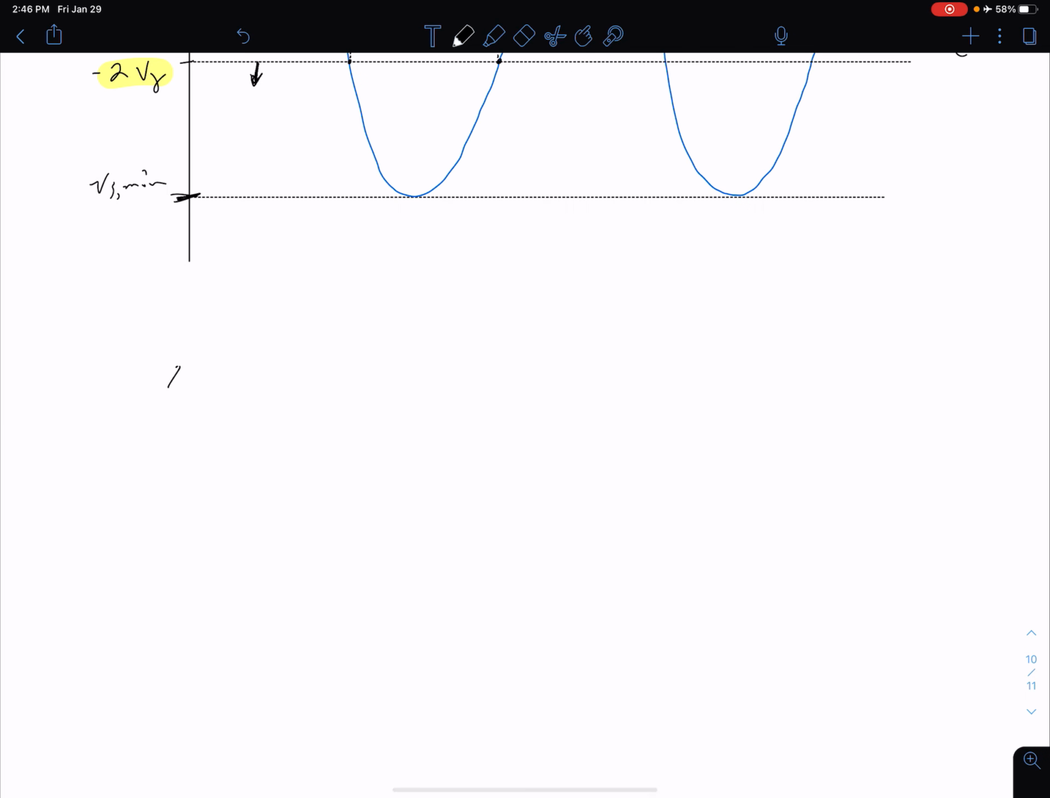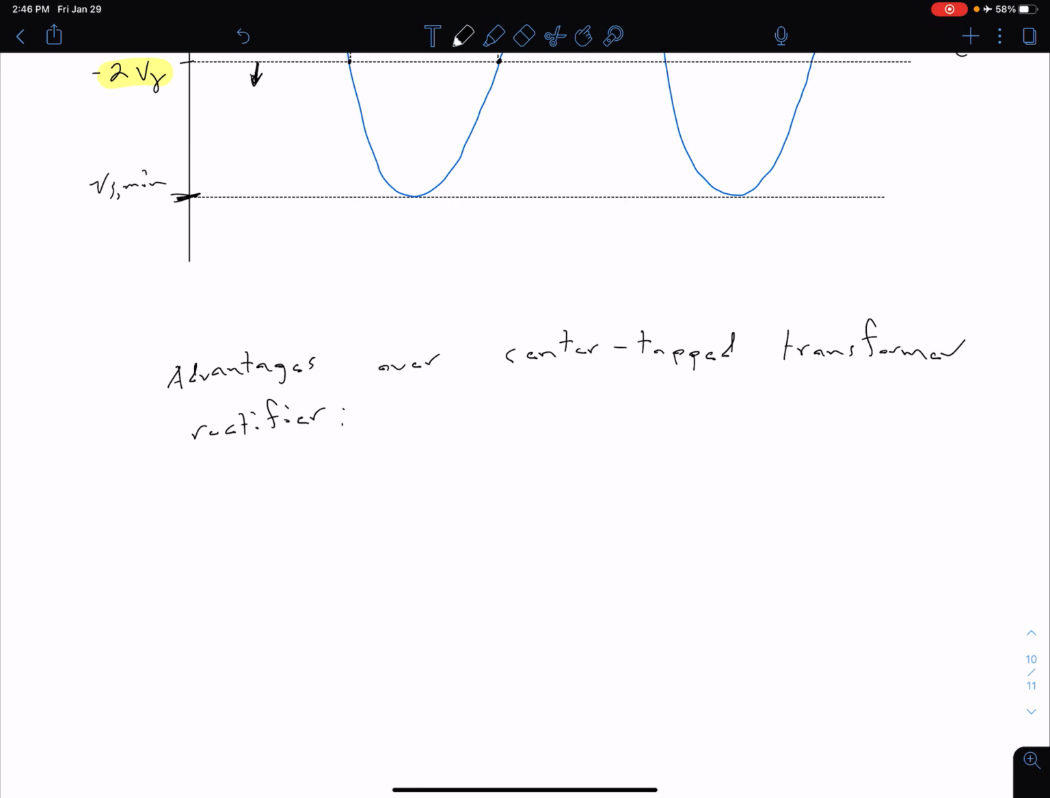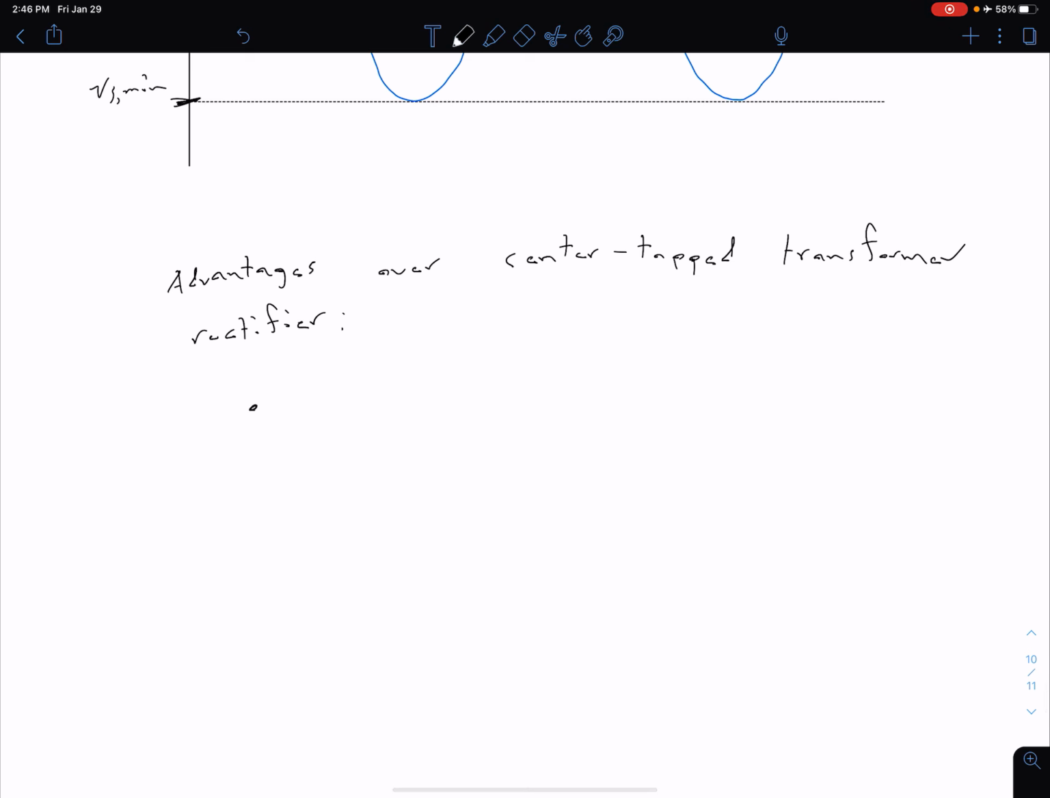Now we can talk about advantages of this bridge rectifier over our center tap transformer rectifier. Of course, both of these full wave rectifiers, the center tapped and the bridge, have the advantage of being more efficient than our half wave rectifier. The bridge rectifier is going to require only half of the turns in our secondary winding, because we're not having to produce 2 VSs, we only need 1 VS.